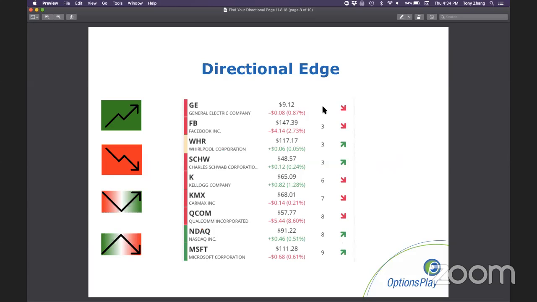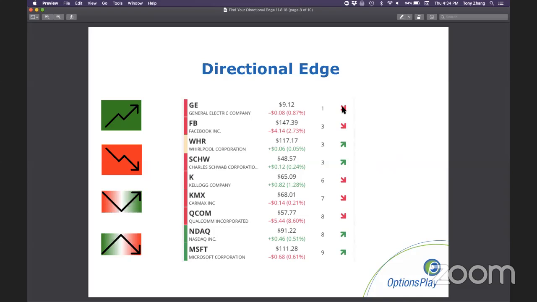And everything is color coded for you for trend. So I know down here that NASDAQ and Microsoft are my strong bullish stocks because they have a high score and they're green arrows, telling me that the 1 month and 6 month trends are bullish, and they have a high technical score. And the ones at the top of my list, like GE and Facebook, these are the weak stocks, and because they're red, that's telling me that the trends are bearish.